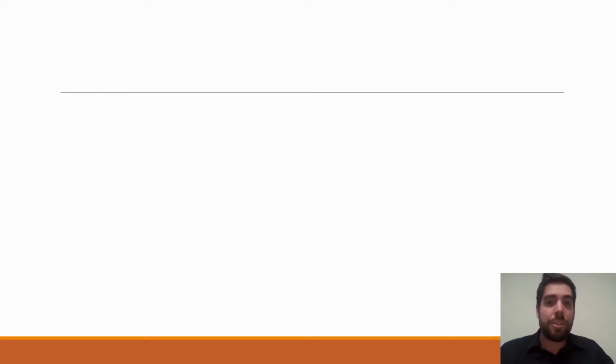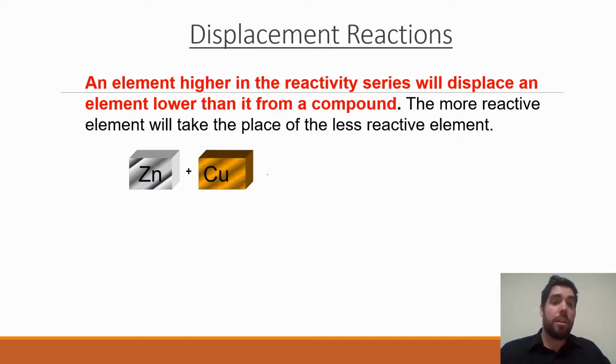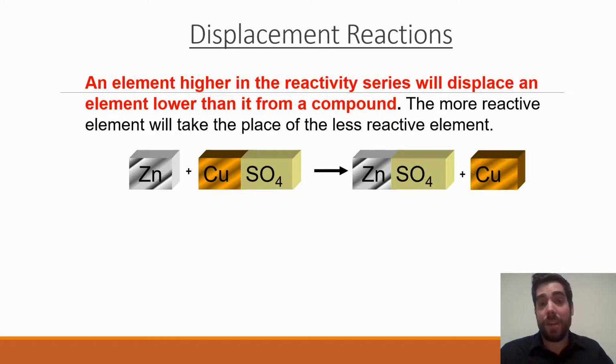All right, so getting back to displacement reactions and making the connection between those and the reactivity series that we're just looking at. An element higher in the reactivity series will displace an element lower than it from a compound. So the more reactive element will take the place of the less reactive element. An example of this would be we are reacting a piece of zinc metal along with copper sulfate. The zinc being more reactive will displace the copper. So we will get zinc sulfate and a copper precipitate.